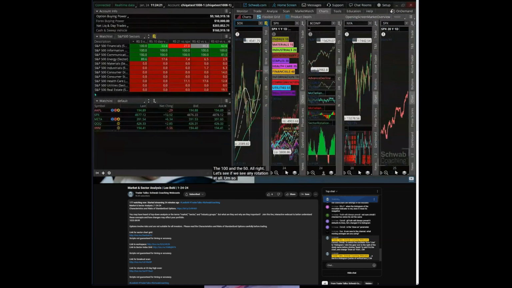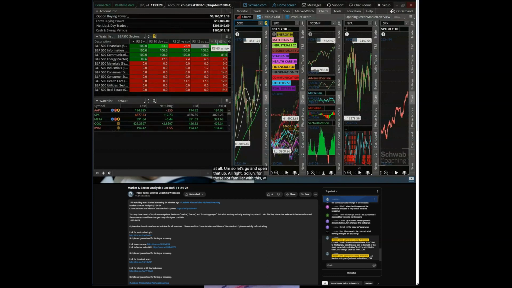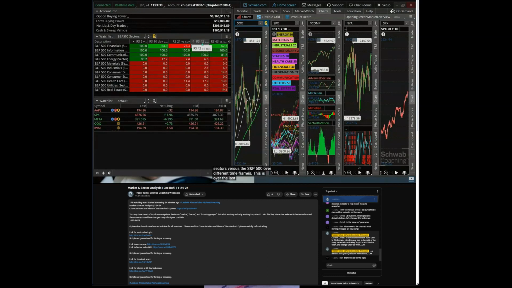So let's go and open that up. For those not familiar with this, we look at this pretty much every week. These columns are the relative strength of the sectors versus the S&P 500 over different time frames. This is over the last quarter, 63 trading days, last 2 months, 42 days, last 1 month, last 2 weeks, last week.